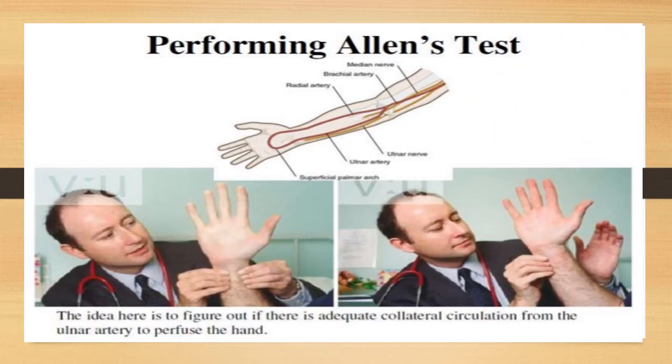So here you see how the doctor is performing the Allen's test. The structures involved are the median nerve, brachial artery, radial artery, ulnar nerve, ulnar artery, and superficial palmar arch. So here you can get the idea of how they are checking for adequate collateral circulation from the ulnar artery to perfuse the hand.